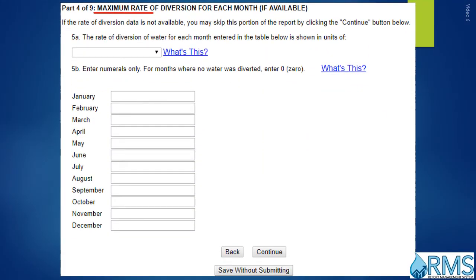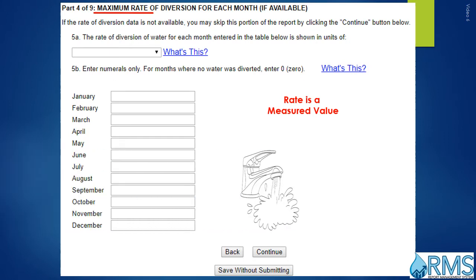Let's think about the rate data before entering it. The rate data on this page measures the speed of the water. Think about the rate or speed data on this page as being similar to the speed of a car. If a car went 75 miles per hour just once last month, the maximum speed would be 75, although the speed traveled during the rest of the month was slower.